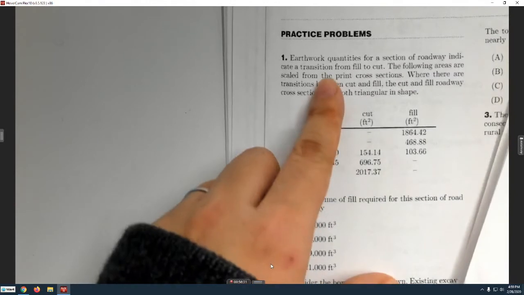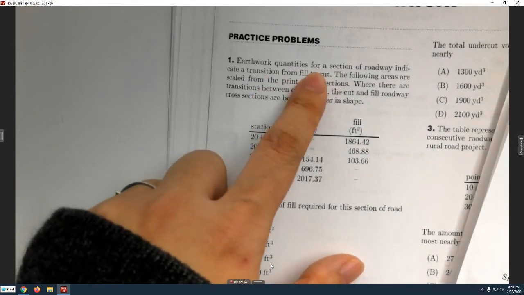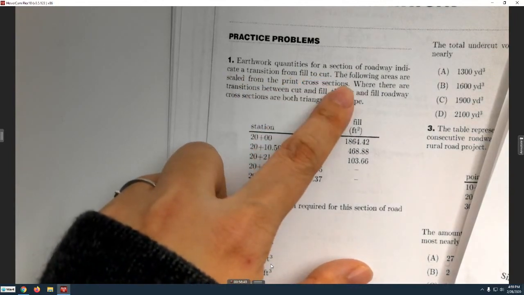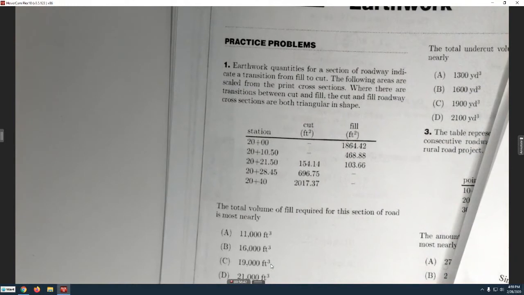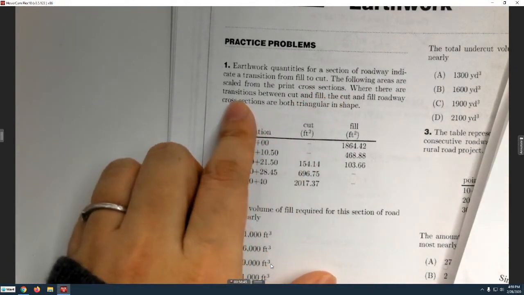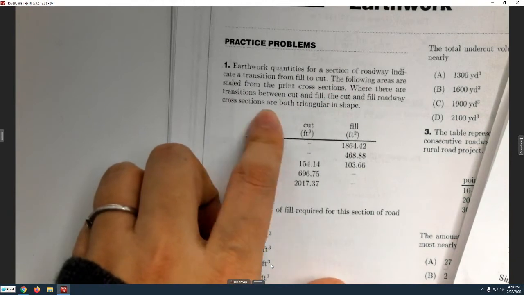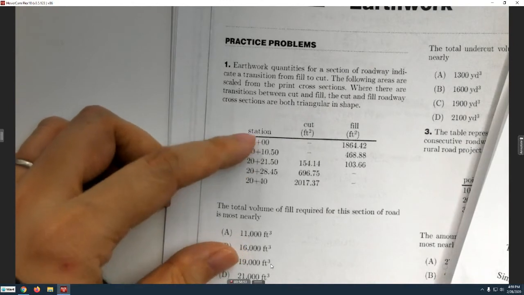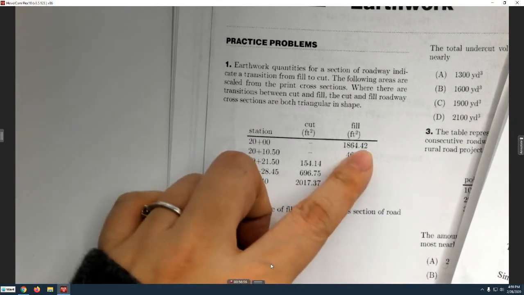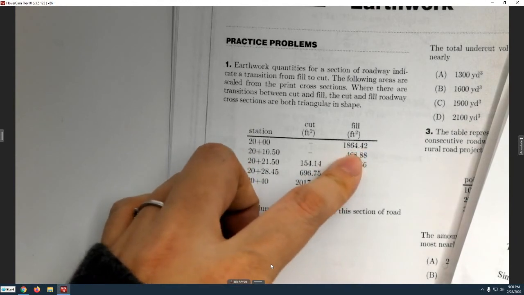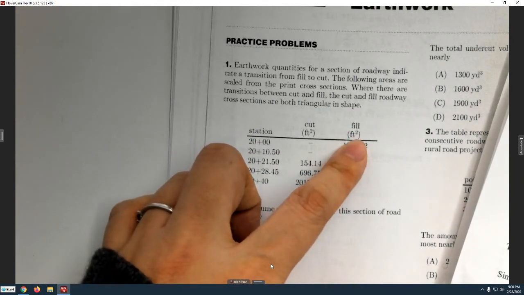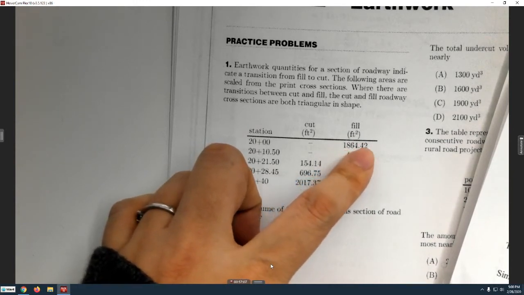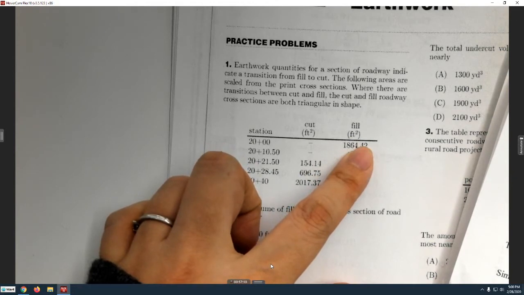So for example, this one, earthwork quantities for a section of roadway indicate transition from fill to cut. The following areas are scaled from print cross sections where there are transitions between cut and fill. The cut and fill roadway cross sections are both triangular in shape. So first station number here, and this is the cross section. You can tell from the unit, this is the area of the cross section. It's not a volume yet. So your job is to calculate the volume.